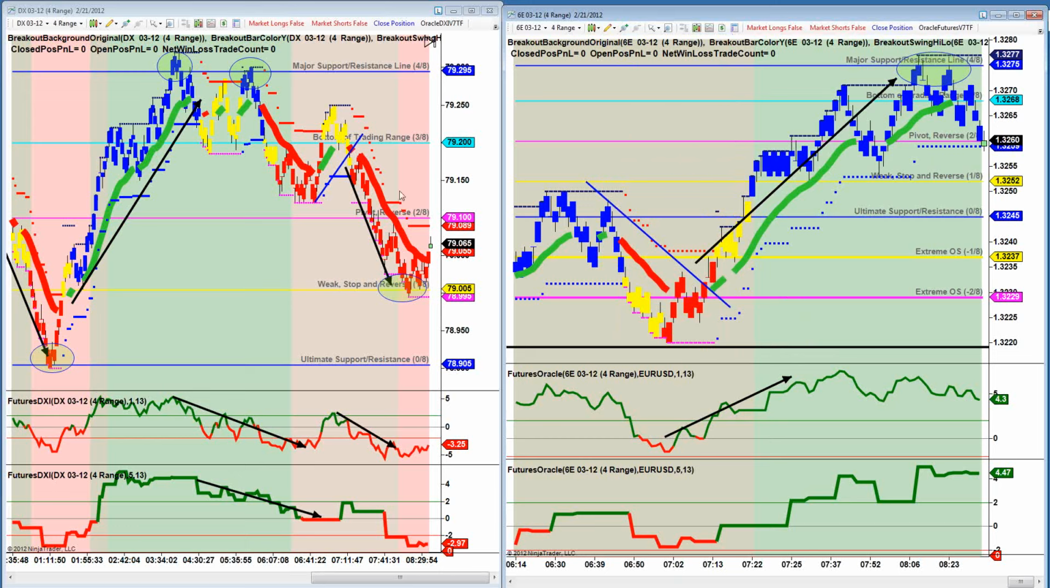And you can also look back a little further. That's what we use the 12 range chart for: support and resistance and trend direction. All right. All in all, pretty good morning.